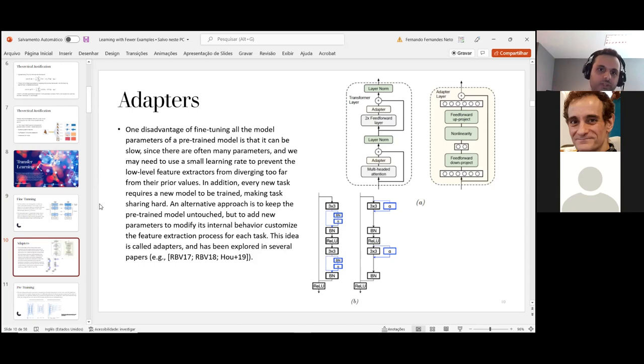So instead of doing this complementary training, we actually copy them and do not change their structures. So if you're not going to change the structure, you have to develop an alternative approach, which is to keep the pre-training model untouched, but to add new parameters to modify its internal behavior, to customize the feature extraction process for the new task. So this idea is called adapters and has been explored in several papers, and these papers according to the reference code adopted in the book, the author mentions these papers, right?